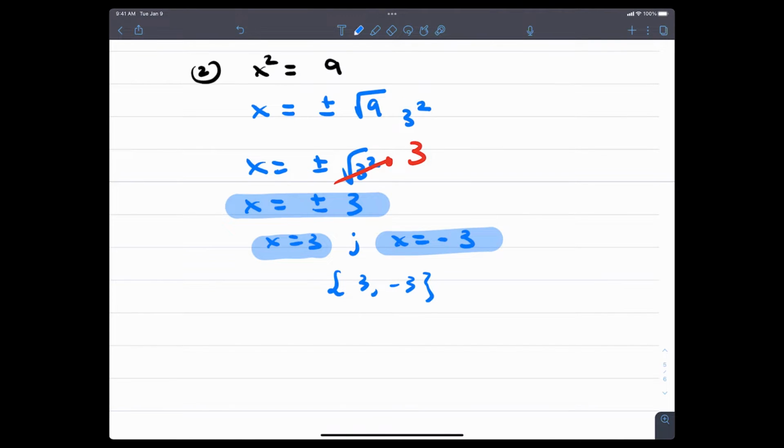If you go, oh, x is plus or minus the square root of 9, going from here to here, that's just using that format I gave you. So you're reinforcing that fact over and over again. So that's what I do.